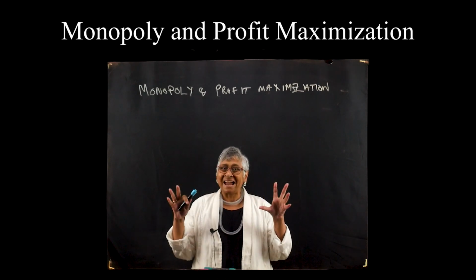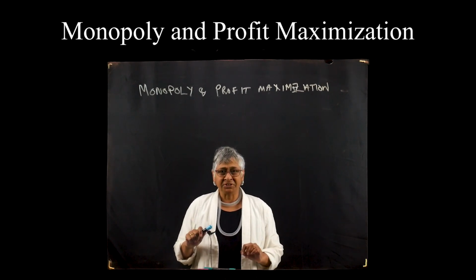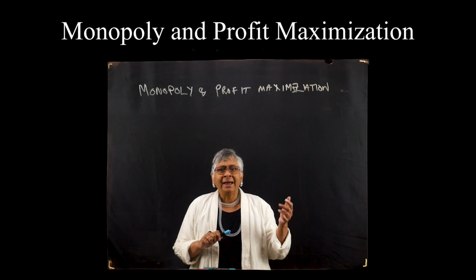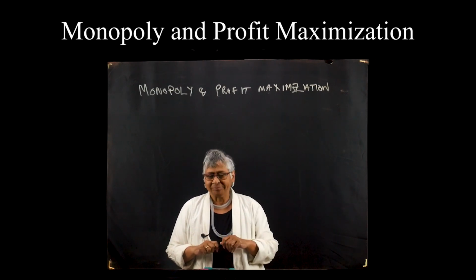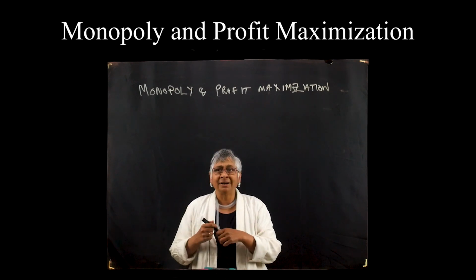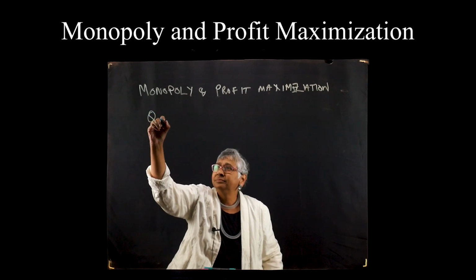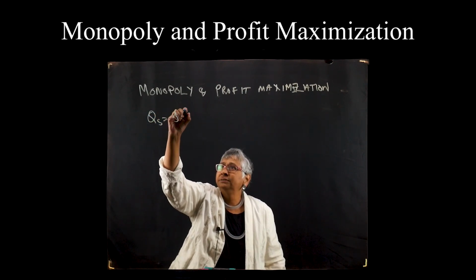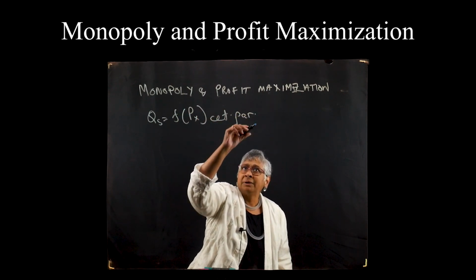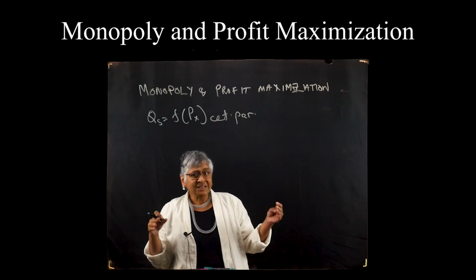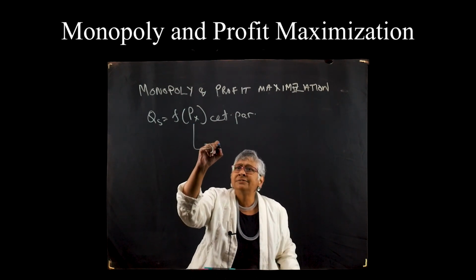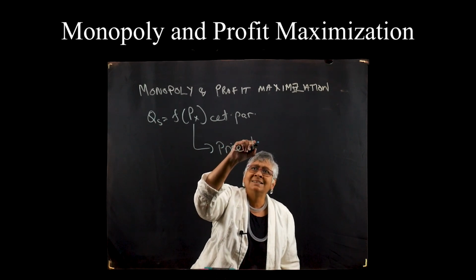Remember, we are now adapting our model for a monopolist. And in the past, we've done supply and demand, so on and so forth. And we have to remember two things. When we did a supply curve, quantity supplied was a function of price, ceteris paribus.